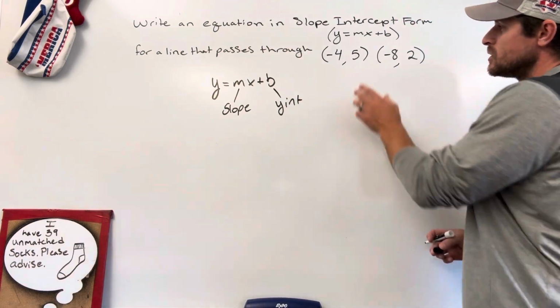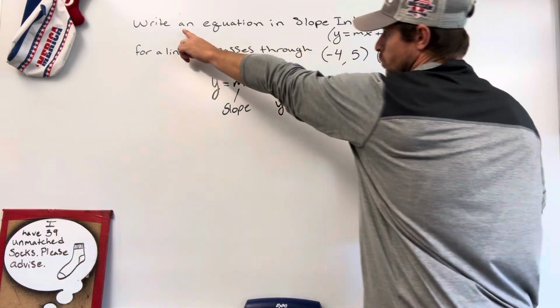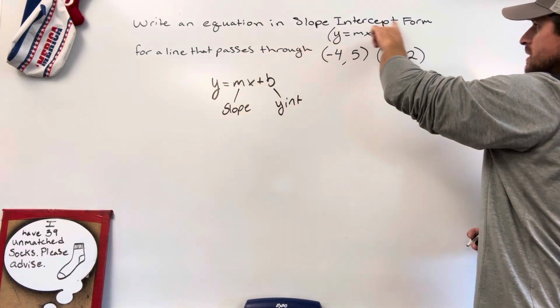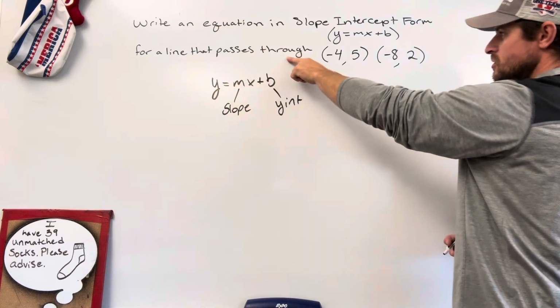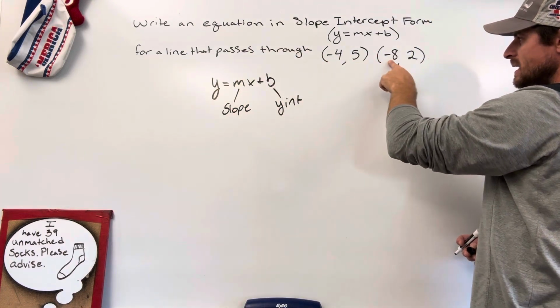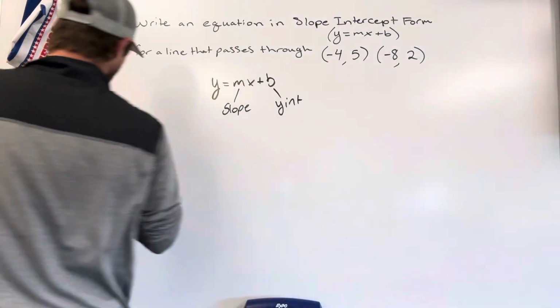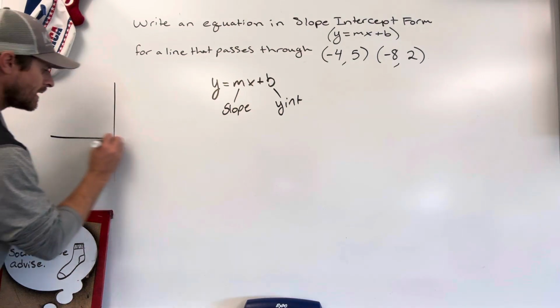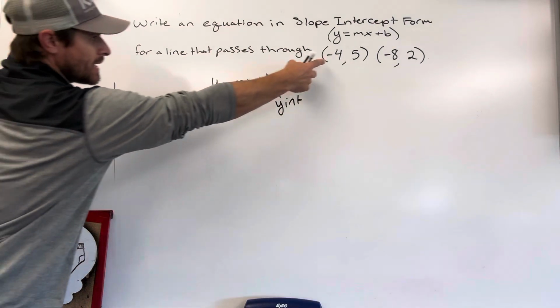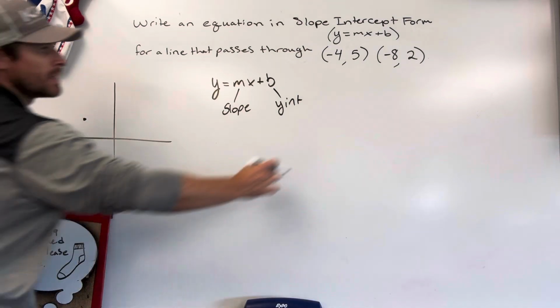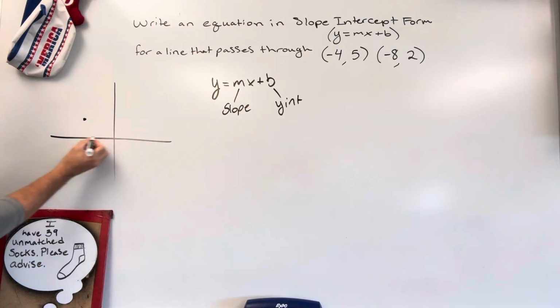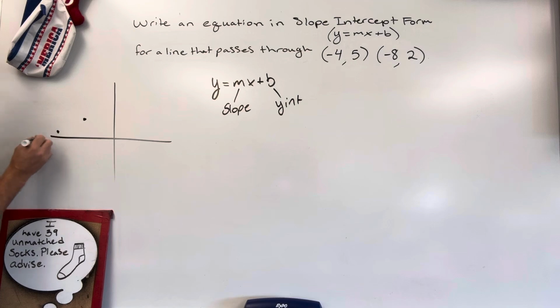So when you are given 2 points like we are in this problem, write an equation in slope-intercept form. So we know it needs to look like this, for a line that passes through (-4, 5) and (-8, 2). If I just did a quick sketch of a graph, (-4, 5) is back 4, up 5, somewhere about there, and (-8, 2) is back 8, up 2, somewhere about there. This is the line we're talking about.